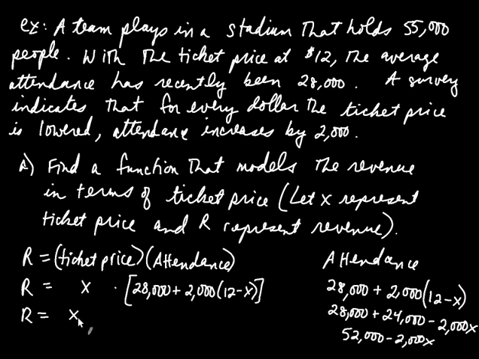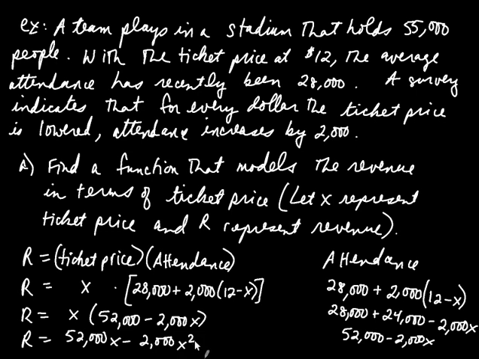So we have to take the x and multiply by all of this, which simplifies to 52,000 take away 2000x. Okay, and then when we distribute the x, our revenue is going to be 52,000x take away 2000x squared. So that's our answer for part A. This is our revenue function in terms of the ticket price.